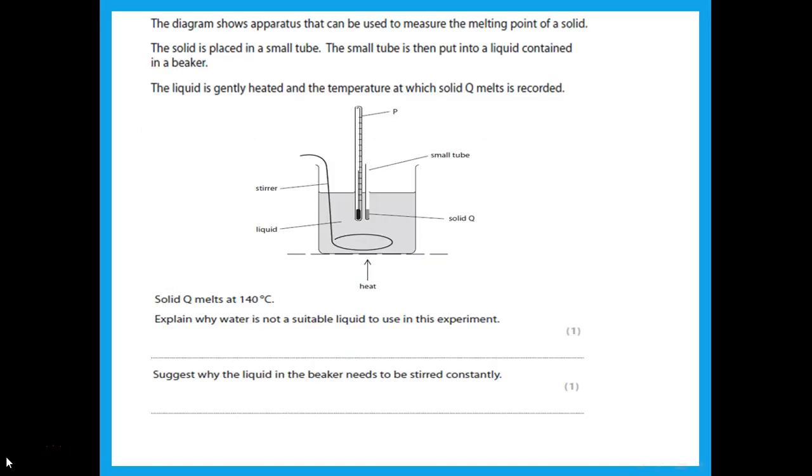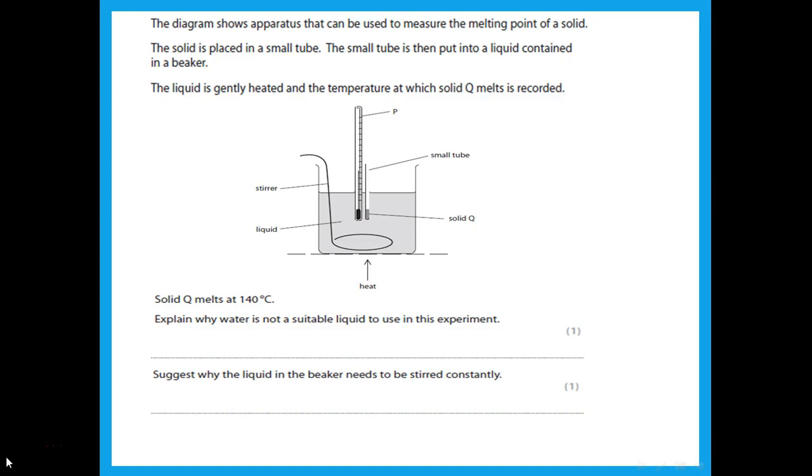The diagram shows apparatus that can be used to measure the melting point of a solid. The solid is placed in a small tube. The small tube is then put into a liquid contained in a beaker. This is how we measure the melting point of something. So to measure the melting point of something, we put some of the solid into a small tube. We put it next to a thermometer in a beaker containing a certain liquid, and the liquid is gently heated until the solid melts. Now he's saying that when he did this, solid Q melted at 140 degrees centigrade.